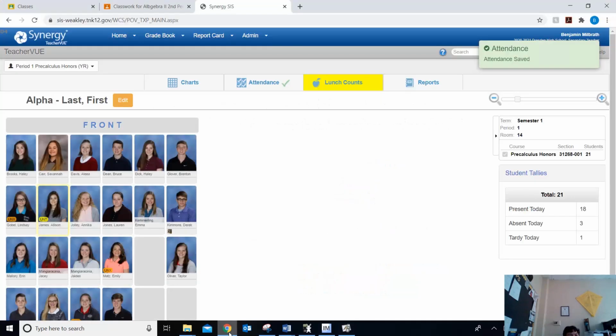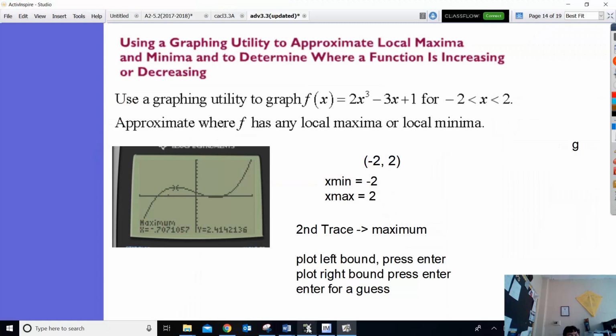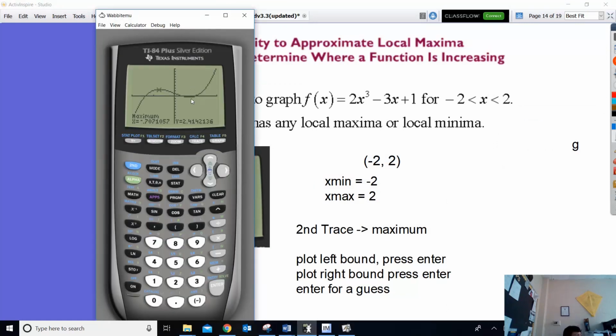Now that valley to the right, what does it represent? Local min. While you were at second trace, did you see something that might do that for you? What'd you see there? Minimum. That's what it is. It works exactly the same. You get left. You don't even have to be that close. You just have to be to the left, and you press enter.